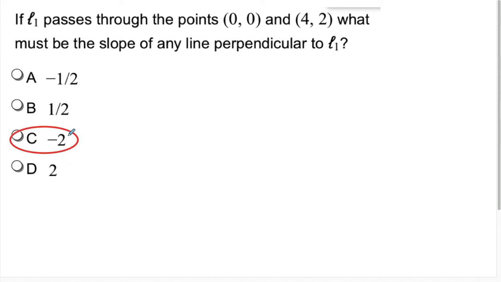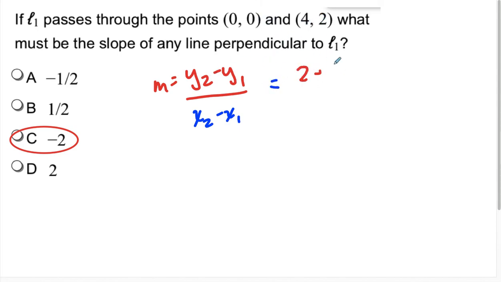It is letter C. The reason why is because the first thing you have to do is calculate the slope. So the slope is given to us as y sub 2 minus y sub 1, and I suggest writing this over and over again until it becomes second nature to you. Okay, so y sub 2 is 2, and then minus 0, which is y sub 1, and then x sub 2 is 4 minus 0.